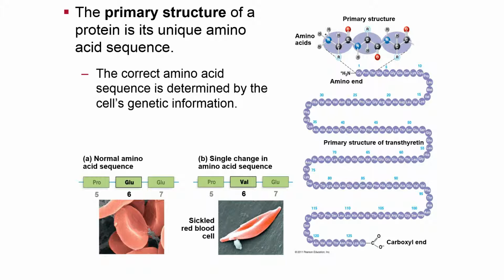So now, what determines the primary sequence of any given protein? Well, that's tied back to the gene. The gene determines the sequence of amino acids. The order of amino acids is actually encoded within the sequence of nucleotides in the DNA of a given gene.